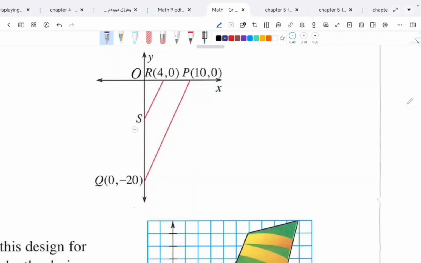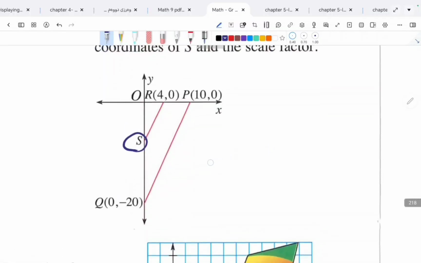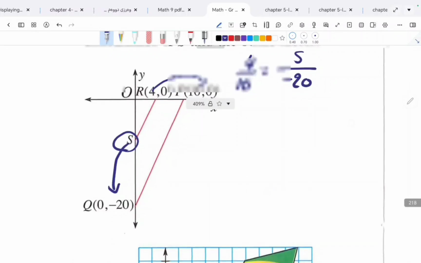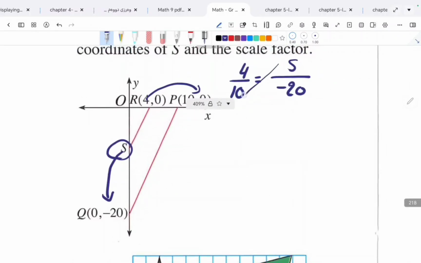In this case, S is missing. Let's see how to solve it. We will say 4 out of 10 is equal to S out of negative 20. Pay attention to negative and positive, please. Then use cross product. 4 times negative 20, which is negative 40, equals S times 10.